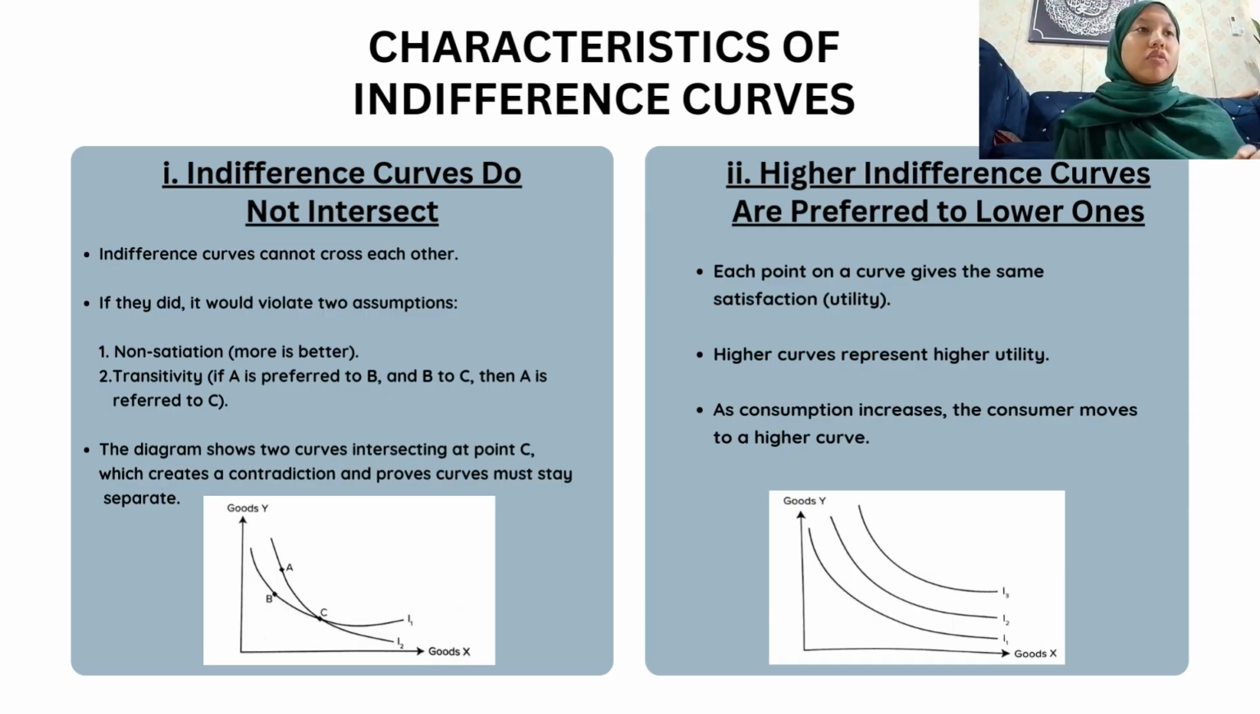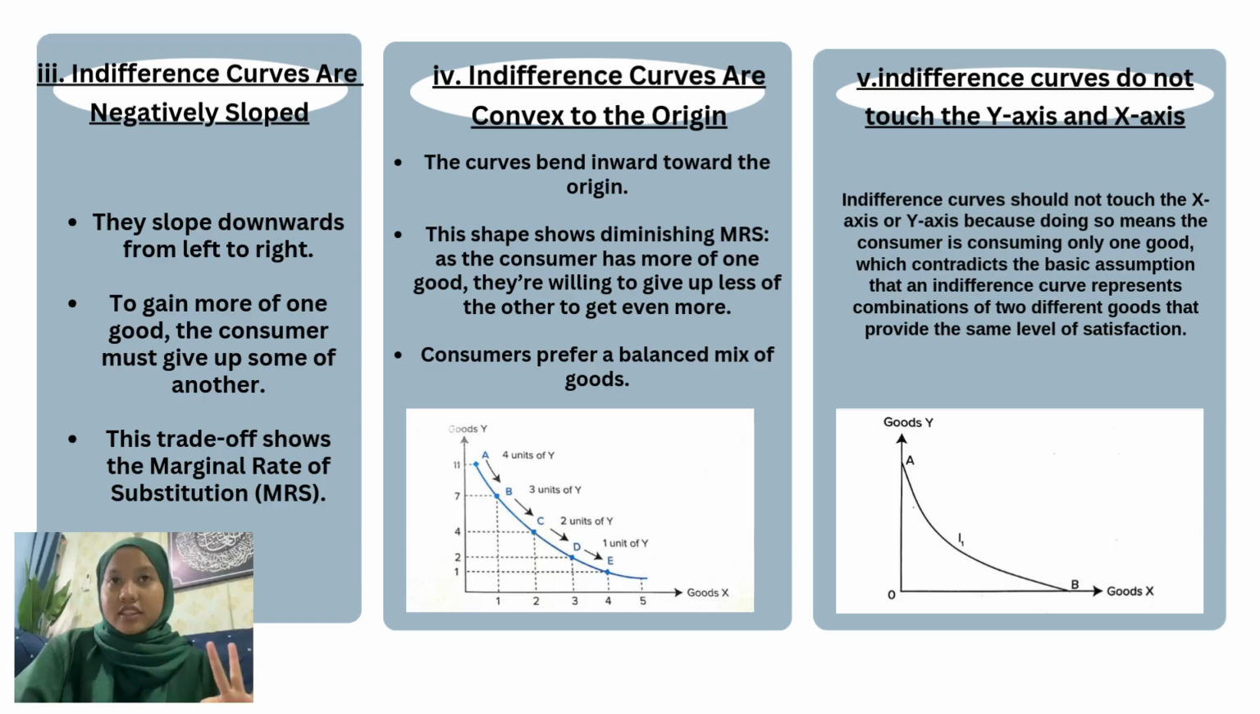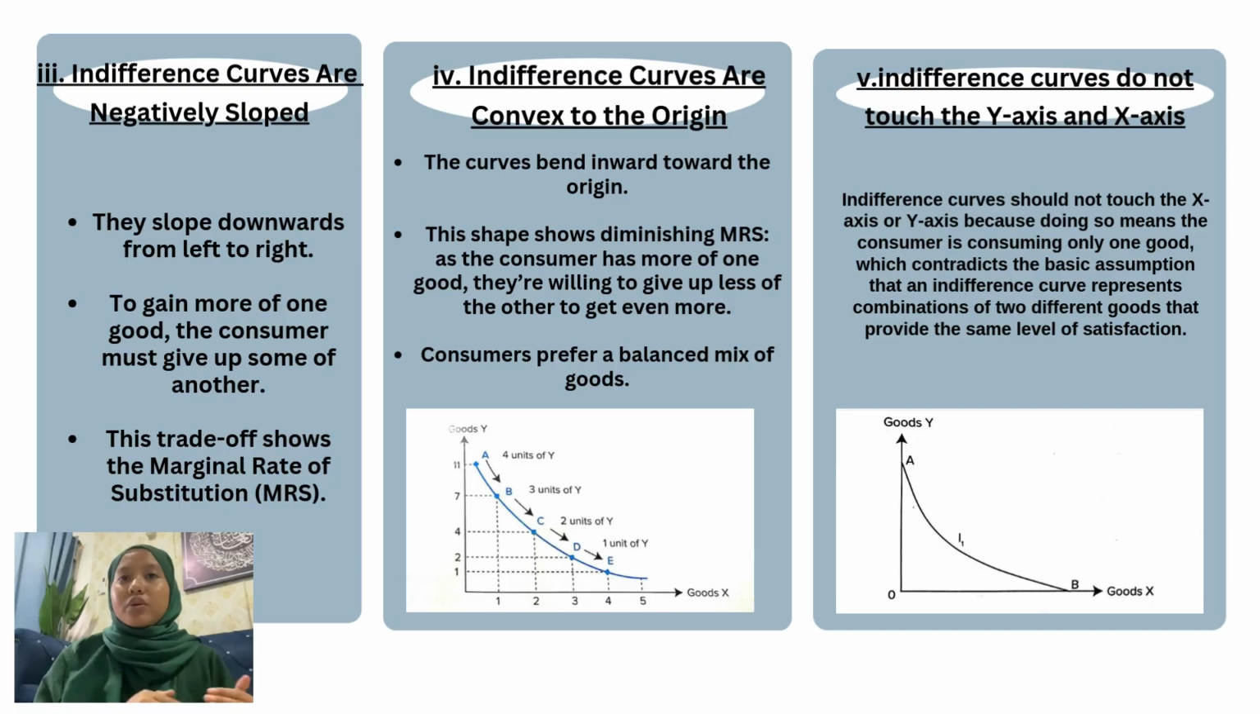For the second one, higher indifference curves are preferred to lower ones. Each point on a curve gives the same satisfaction, utility. Higher curves represent higher utility. As consumption increases, the consumer moves to a higher curve. Third, indifference curves are negatively sloped. They slope downward from left to right, so taking more of one good, the consumer must give up some of another. This trade-off shows the marginal rate of substitution, MRS.